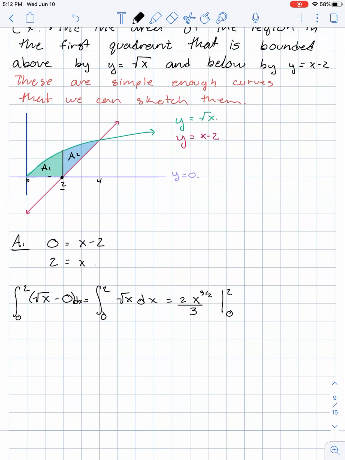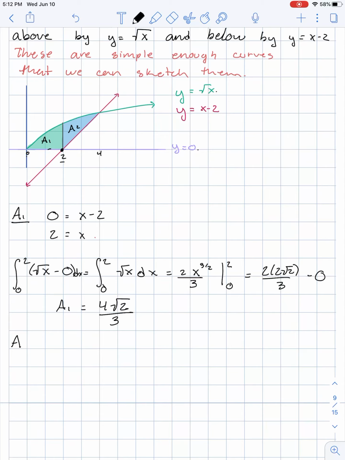All right, so now I'm going to plug this in. I plug in 2 and I get 2 times root 2 over 3 minus 0. So this equals 4 root 2 over 3. So that's what this area 1 equals. We'll say area 1.